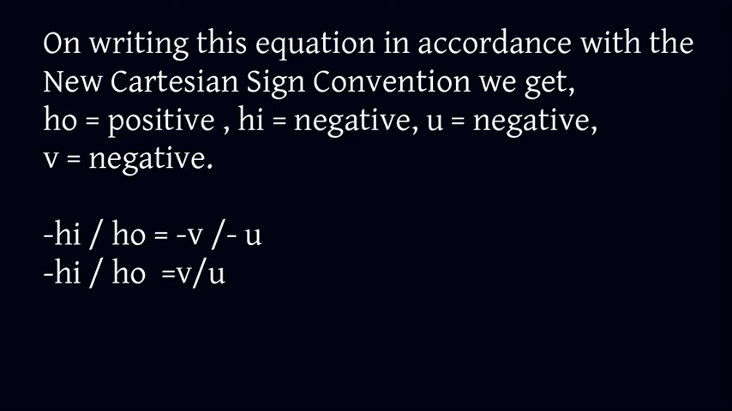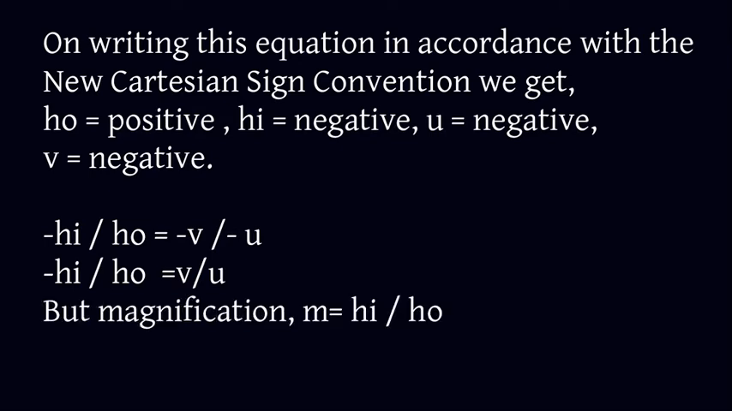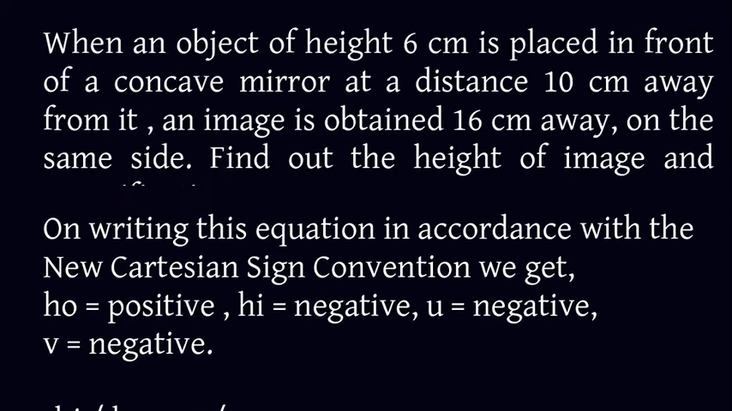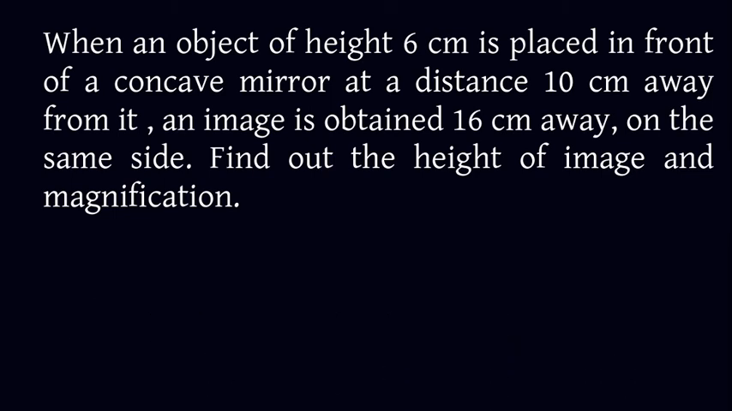And what is magnification? Magnification is HI by HO. So magnification M is equal to HI by HO. So what is here with the V and U magnification? M is equal to minus V by U. So magnification has two equations, that is M is equal to HI by HO and M is equal to minus V by U. Okay. Now using this we can do some problems.